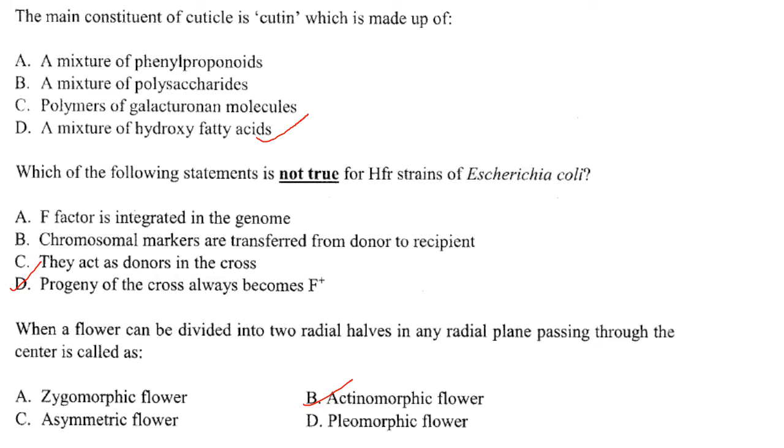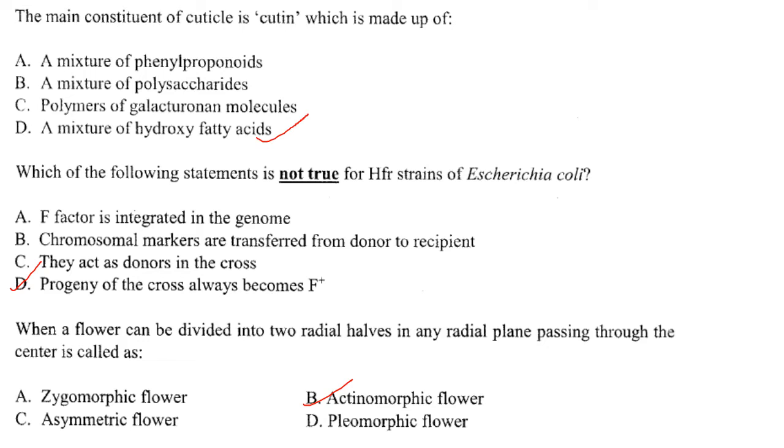Next one. The main constituent of cuticle is cutin, which is made up of. So it is made up of a mixture of hydroxy fatty acids. Cutin is an insoluble polyester compound composed mainly of saturated C16 and C18 hydroxy fatty acids. So the answer here is option D.